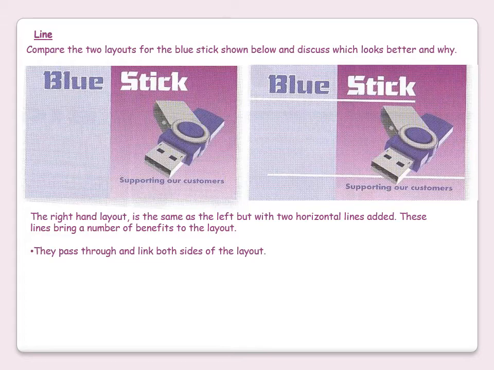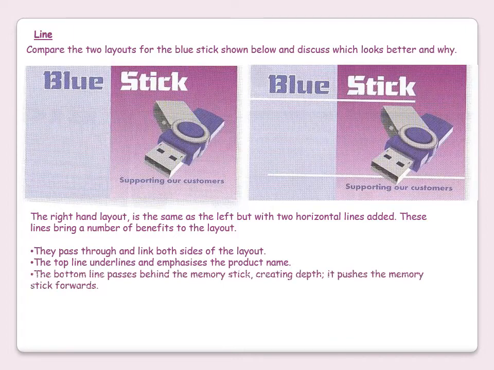This is what's called unity. The top line underlines and emphasizes the product name, blue stick. The bottom line passes behind the memory stick, which creates depth. It pushes the memory stick forward. The lower line separates the space at the foot of the slogan. So the supporting our customers is separated from the rest of the article.